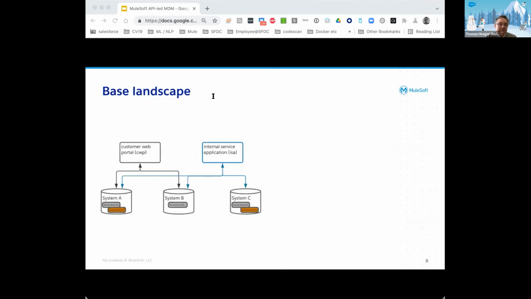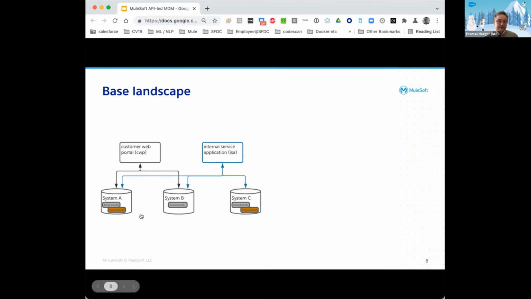To start the discussion, I just want to introduce these 5 systems. So we have 2 applications, which you see on the top: a customer web portal and an internal service application. This is more an internal facing application where your agents may work. And this is more an application where your customers may connect using whatever mobile device or internet portal. And both applications need to access data stored in internal systems. I call them system A, B, and C for that purpose.